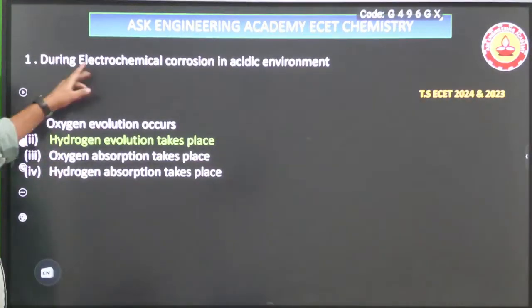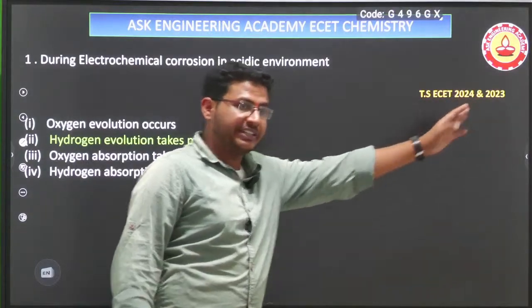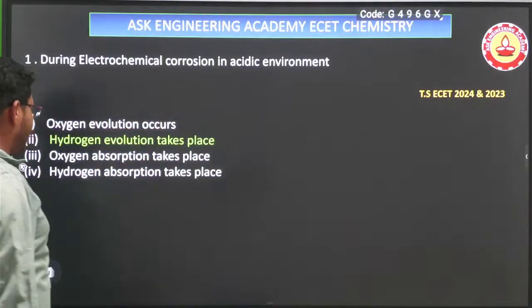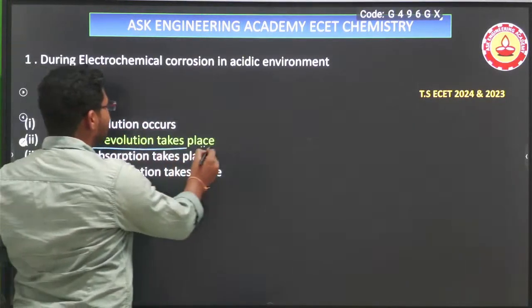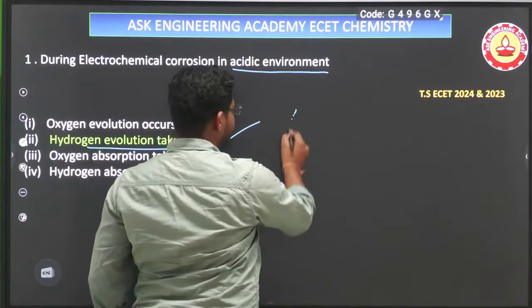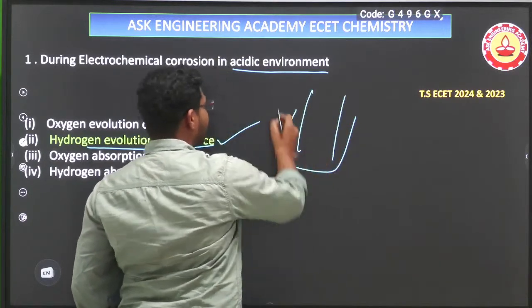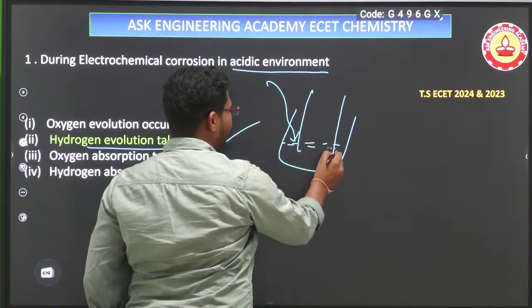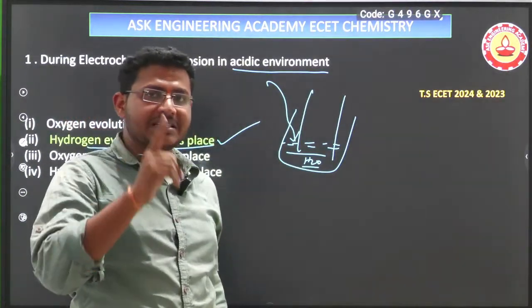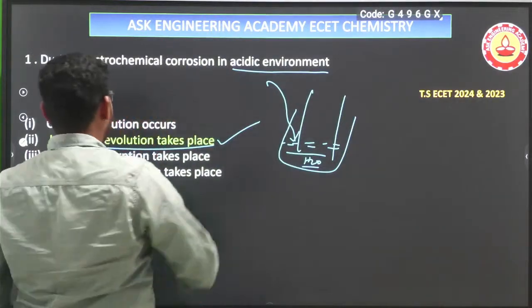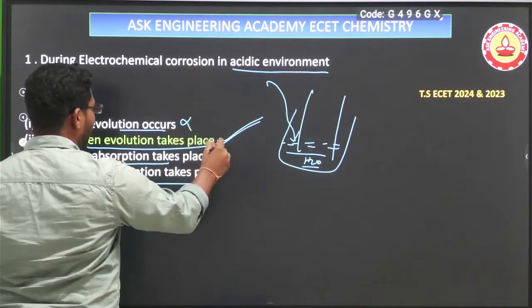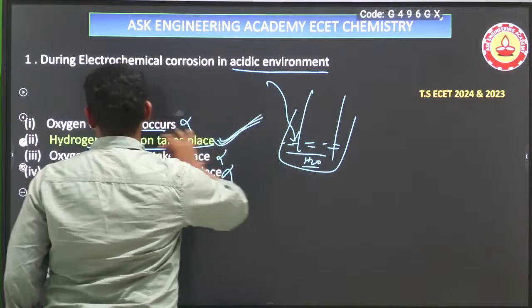See, this is a previous year question, TS ECET 2024-23. During electrochemical corrosion in acidic environment, generally hydrogen evolution takes place. Why? Because, for example, in acidic environments, this is an electrochemical cell, these are the electrodes, and this is an electrolytic solution or aqueous solution, water. Simply remember that when there is an aqueous solution, when there is corrosion, the gas produced is hydrogen. So this is the answer. Hydrogen absorption will not take place, oxygen absorption does not take place. So all 3 are wrong, but this is the right answer.